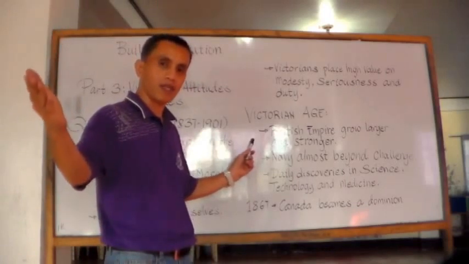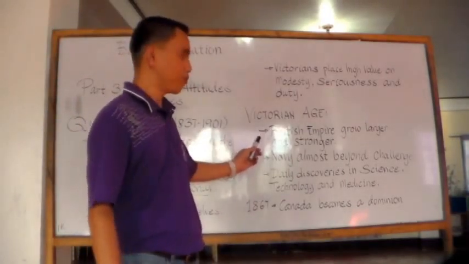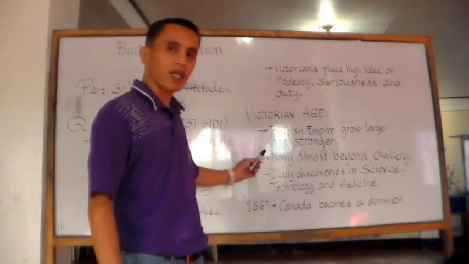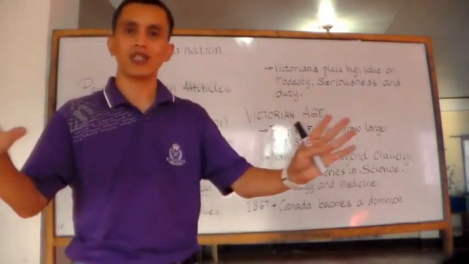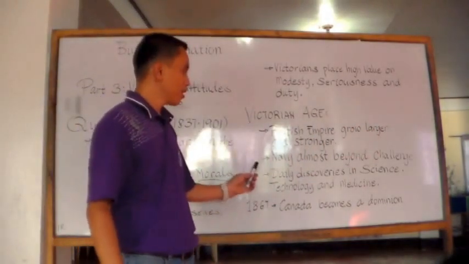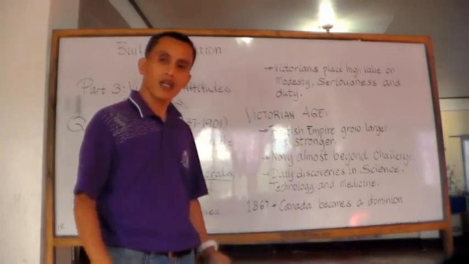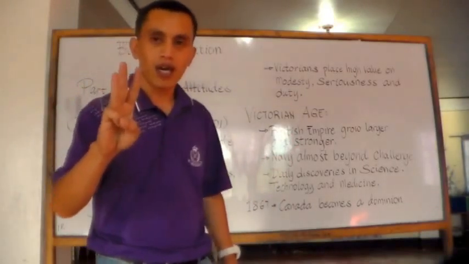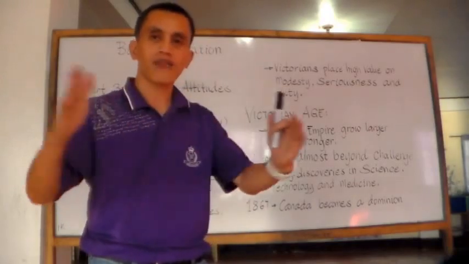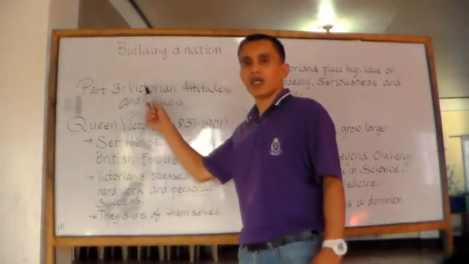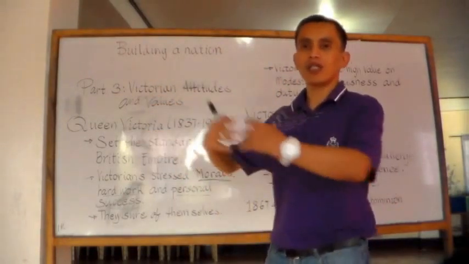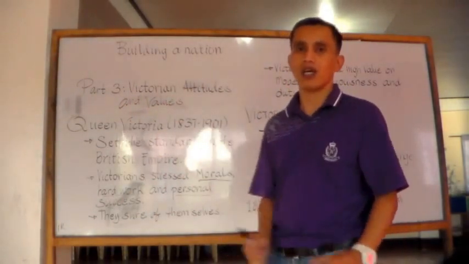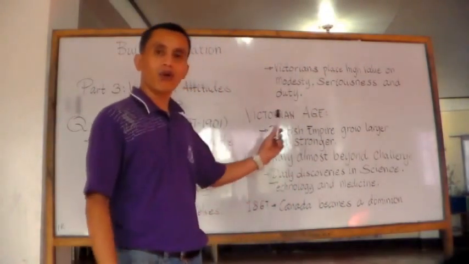What happened during this time? In the Victorian age, the British Empire grew larger and stronger. And the British Navy was almost beyond challenge, nobody can challenge them. Every day, there are new discoveries in science, technology, and medicine. Because of that, people living in the British Isles, in other territories of Britain, and going to Canada, enjoy every benefit that the Empire has to offer.